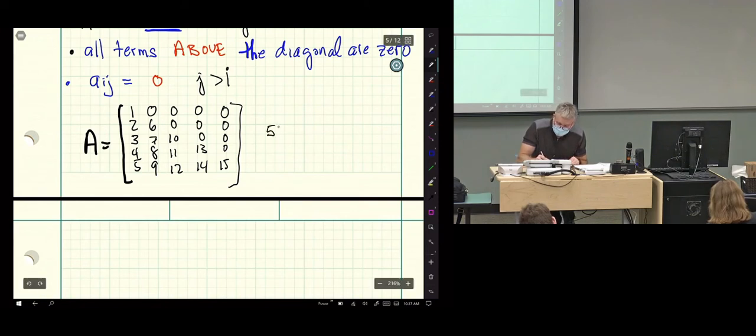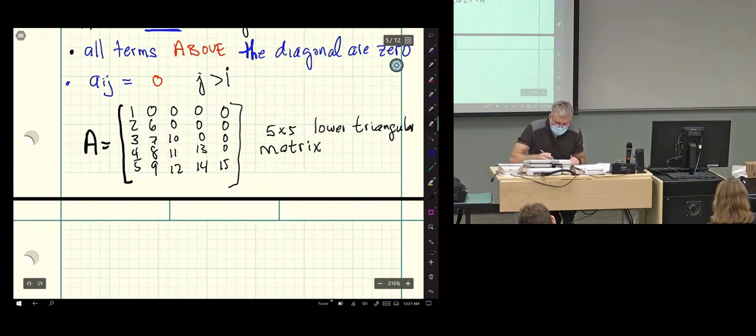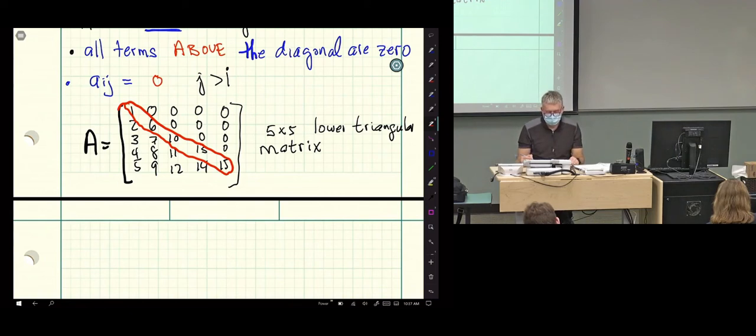Okay. Lower triangular matrix. Okay. Can I find my diagonal on here? There's my diagonal. Everything above the diagonal is 0.